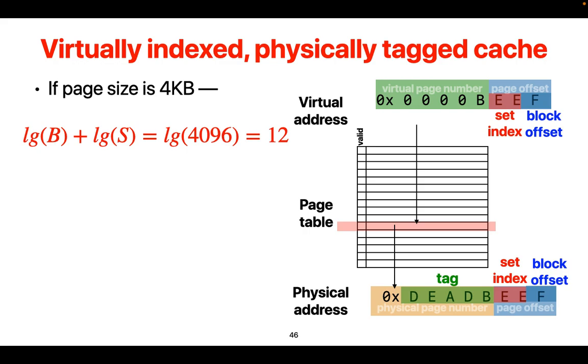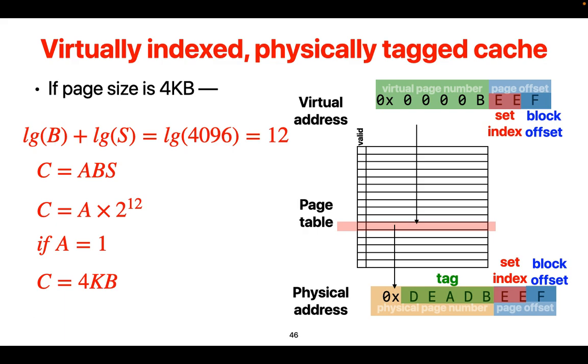But here is the restriction, right? Say I have 4 kilobyte pages. It tells me that log S plus log B must fit into 12 bits. So if today I want to build a cache, according to C equal to ABS, I have to make the cache C equal to A times 2 to the 12. So if I have a direct-mapped cache, I can only make it 4 kilobytes.